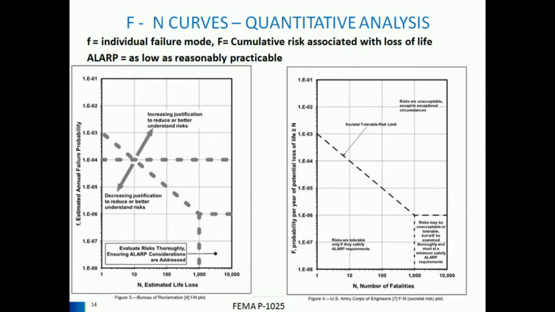And let's read here, risks are unacceptable except in exceptional circumstances, just like I mentioned earlier. If you plot in this zone, risks are unacceptable. As opposed to if you're here, risks are tolerable only if they satisfy ALARP requirements, and they are defined in this manual here. And here, risks may be unacceptable or tolerable, but will be examined thoroughly.